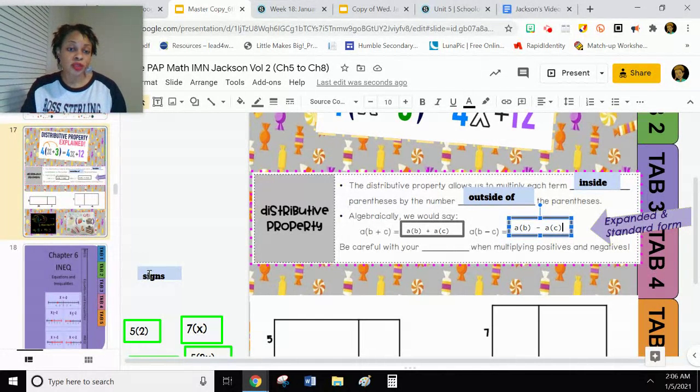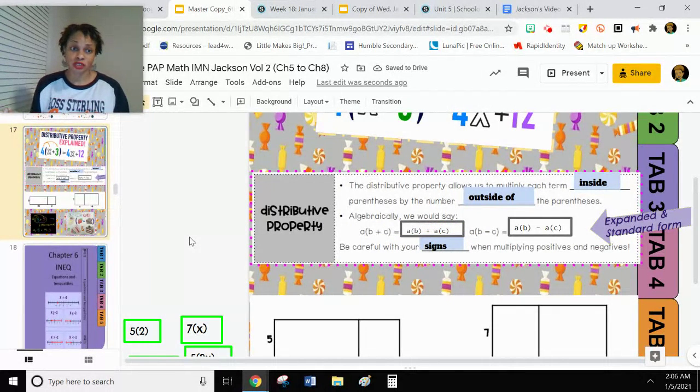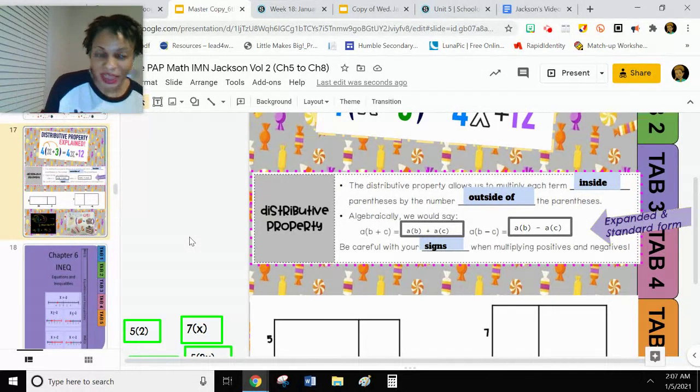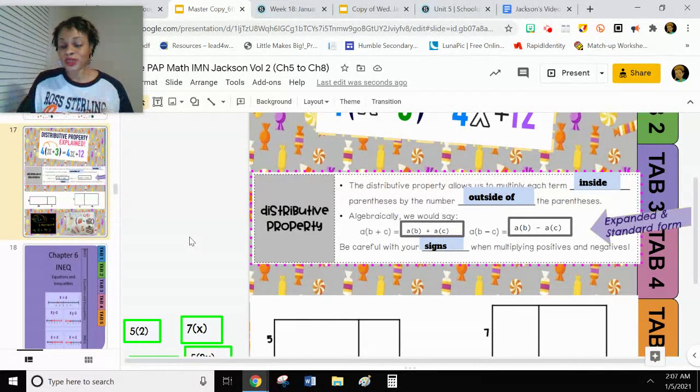What we want to make sure that we're careful of is to be careful with your signs when we're multiplying positives and negatives. So when we're multiplying integers, okay? Remember, if you multiply a negative times a negative, you get a positive. A positive times a positive is a positive. A negative times a positive is a negative. So think about your sleepy mouse, right? Cover up the two signs the numbers have to get your answer. So we want to be careful with signs.